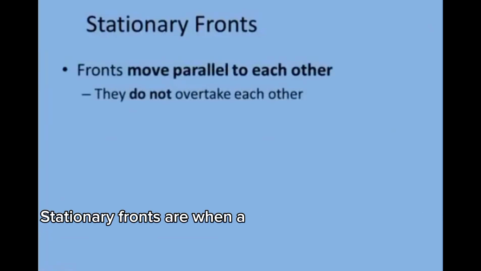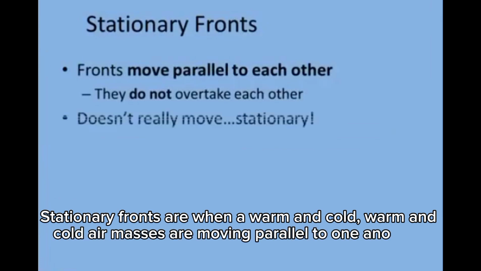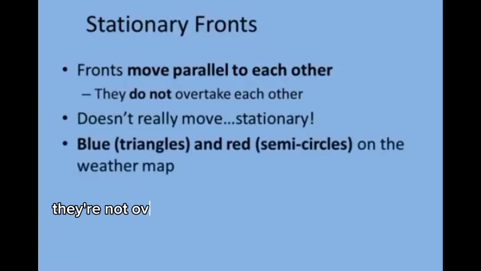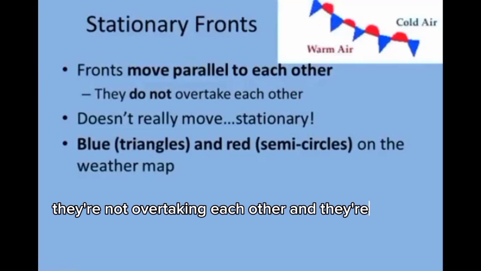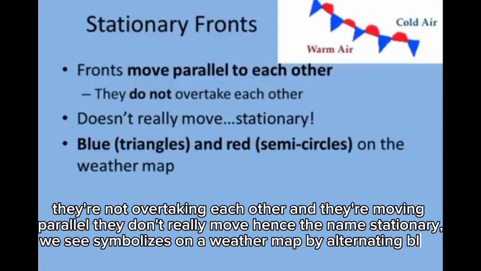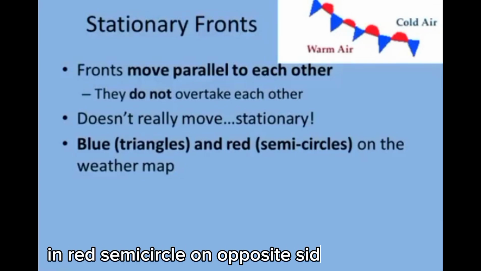Stationary fronts are when warm and cold air masses are moving parallel to one another. They're not overtaking each other, and since they're moving parallel, they don't really move, hence the name stationary. We see that this is symbolized on a weather map by alternating blue triangles and red semicircles on opposite sides of the line.